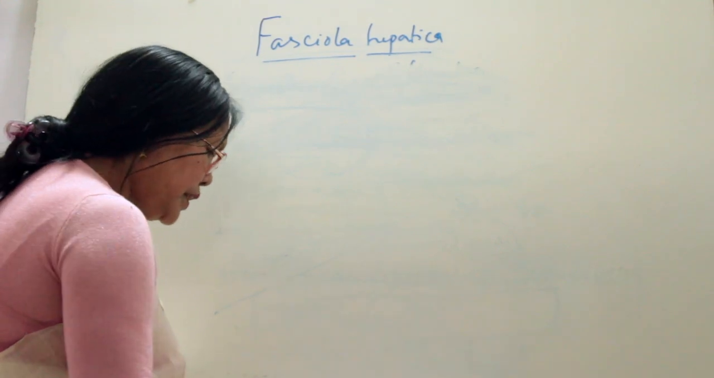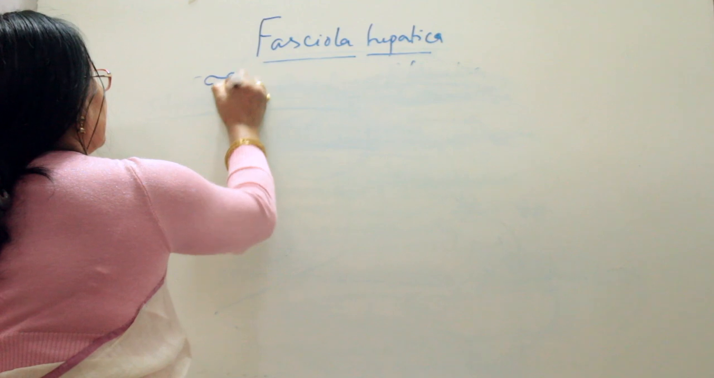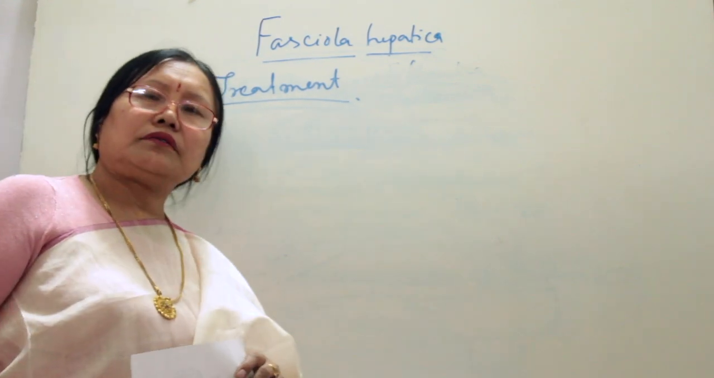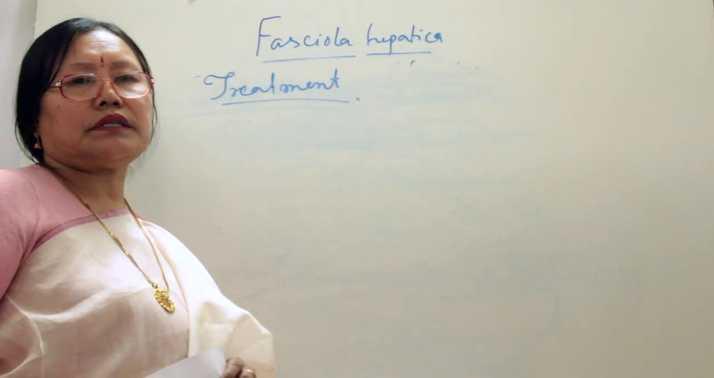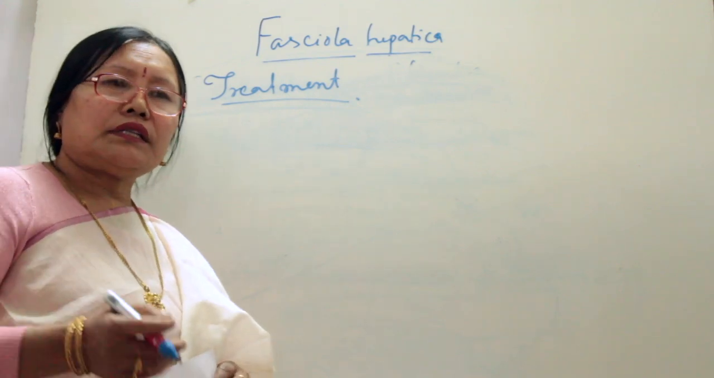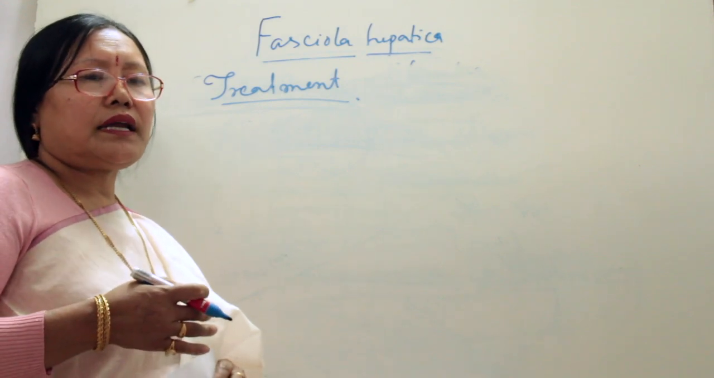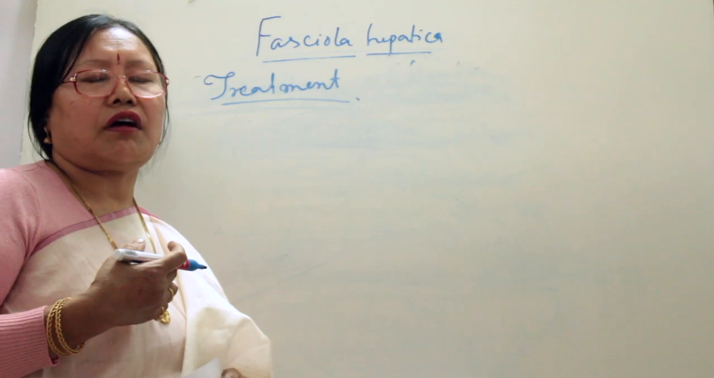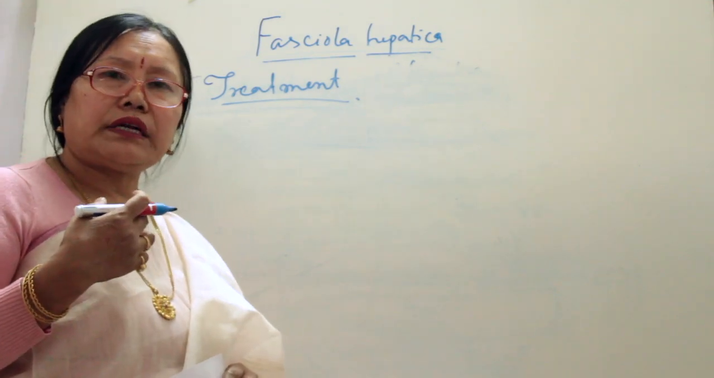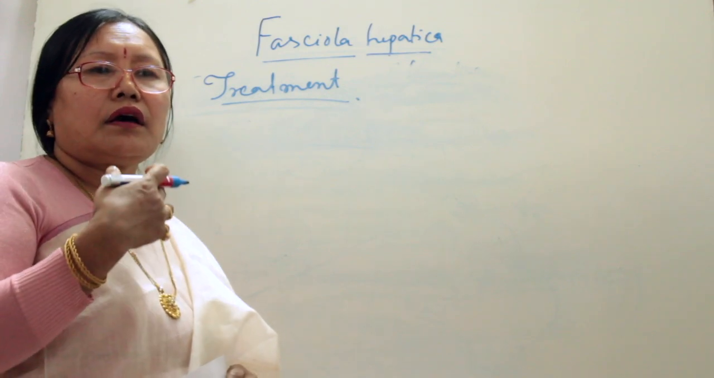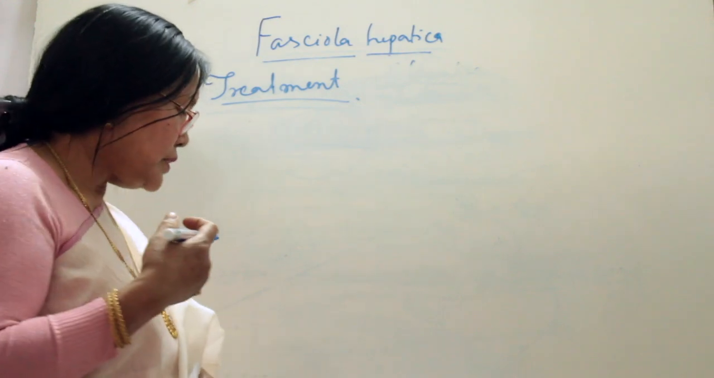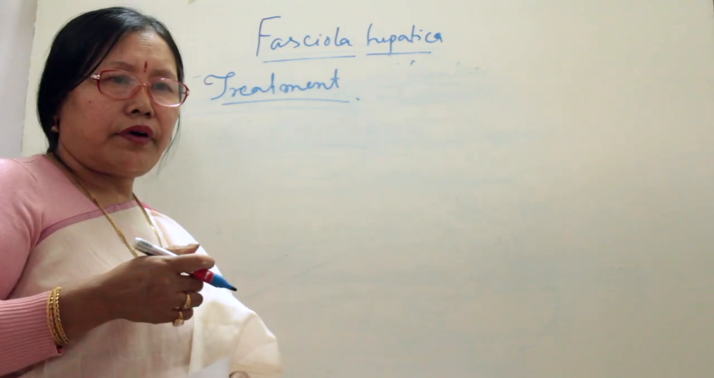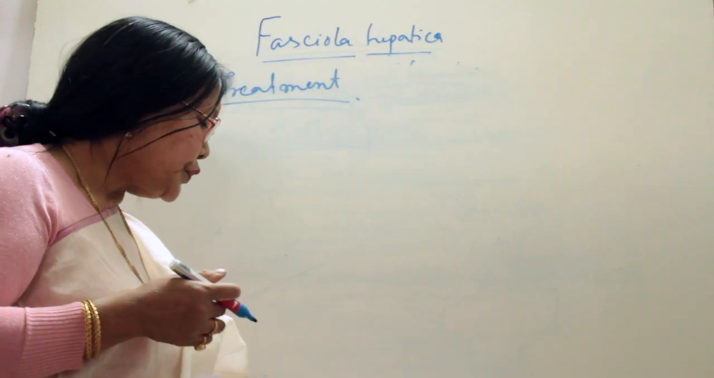Then what about their treatment? There are different treatments for human beings and for animals, because these parasites are present in both animals and human beings. We human beings are also mammals, so we can have this disease. So we have one treatment for human beings and another for animals. First, the drugs mainly prescribed by the doctor for humans.